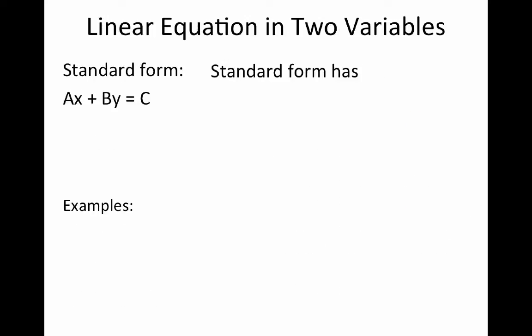A linear equation in two variables has several forms. One of the forms is called standard form. It's in the form ax plus by is equal to c. Standard form has both x and y on the left side of the equation.